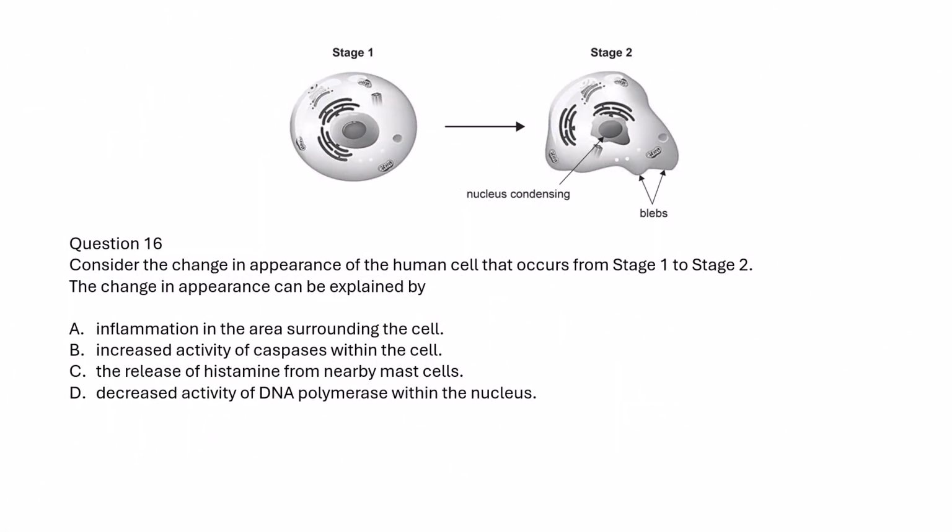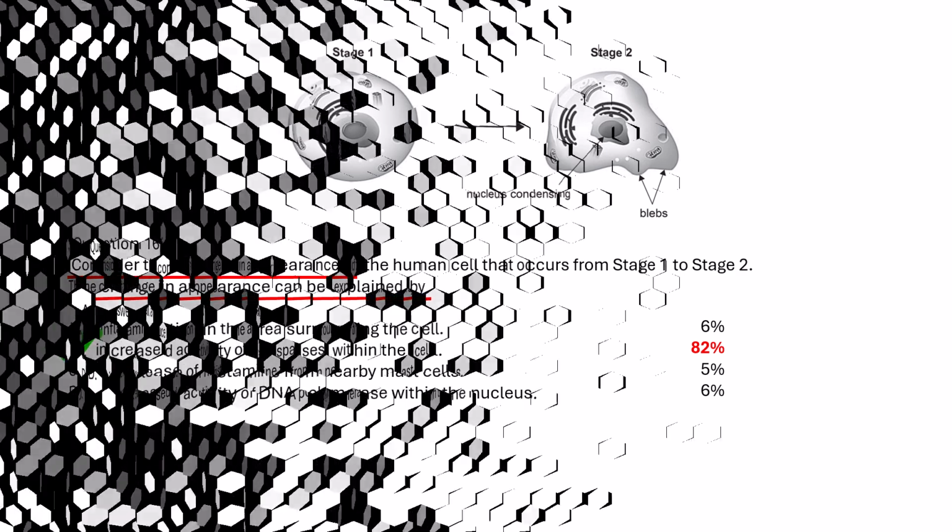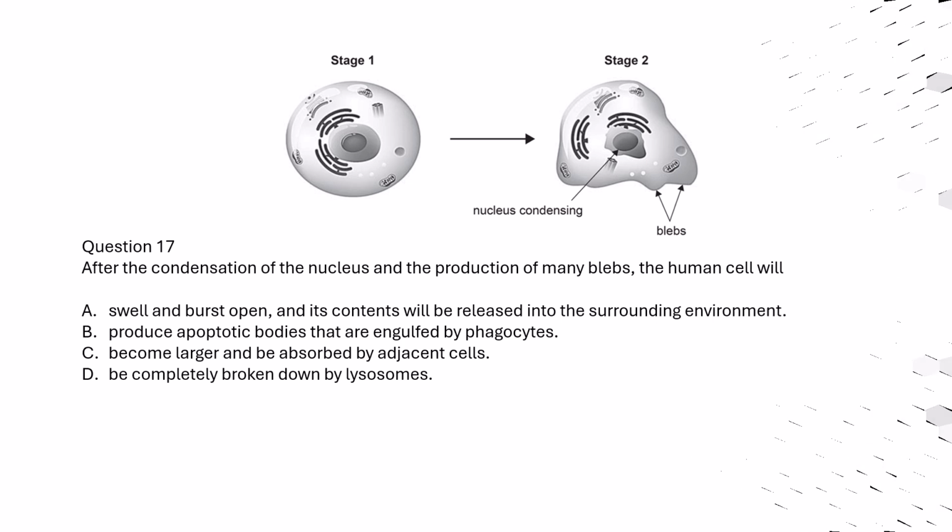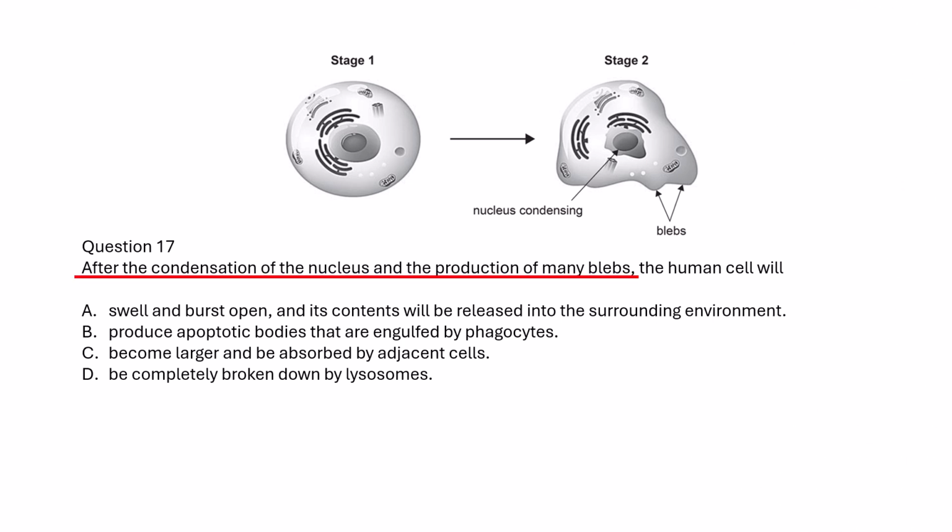Consider the change in appearance of the human cell from stage 1 to stage 2, and identify the mechanism to induce these changes. In stage 2, the activity of caspases is increased within the cell. After the condensation of the nucleus and the production of many blebs, the human cell will produce apoptotic bodies that are engulfed by phagocytes.